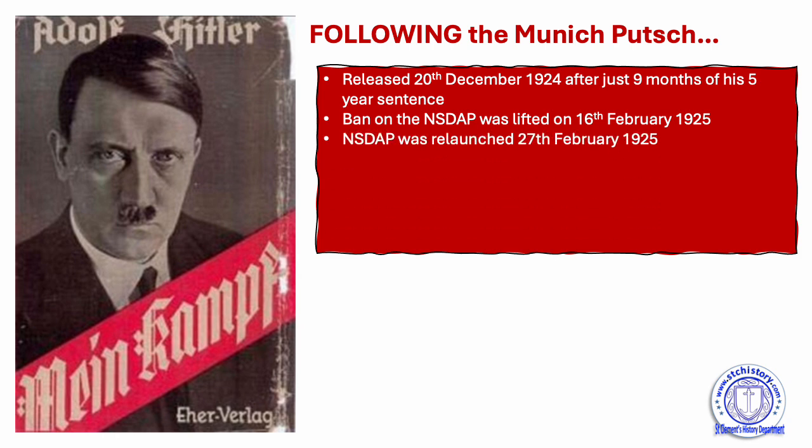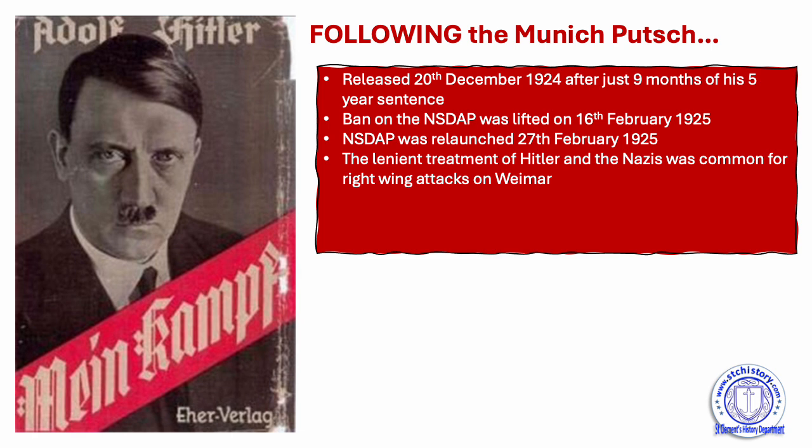Okay, so it's relaunched, this new party, this rebranding on the 27th of Feb, and the treatment that Hitler got, being so lenient, was very common for right-wing attacks on the Weimar Republic, showing that there is an appetite to attack the Weimar Republic from the right. Okay, so Hitler's got all this in mind now, and he knows as he goes through the next few years that he's got that potential there that he can just tap into this idea that the Weimar Republic was bad, Dolchstoss, November criminals, all of those things that the right of the country, those traditionalists, those perhaps who miss the monarchy, those people are looking for that kind of strength.